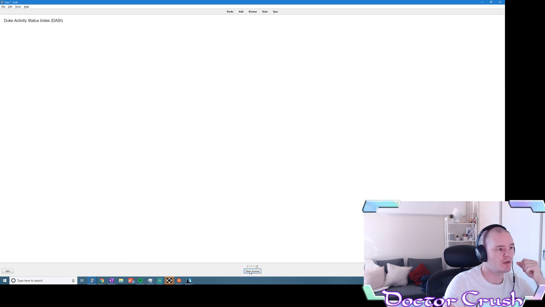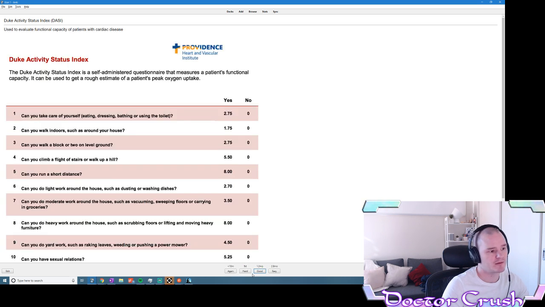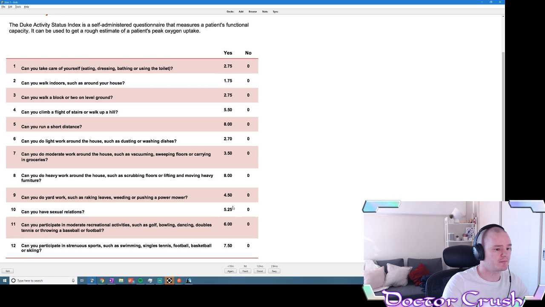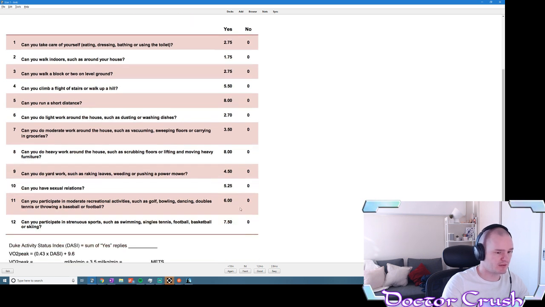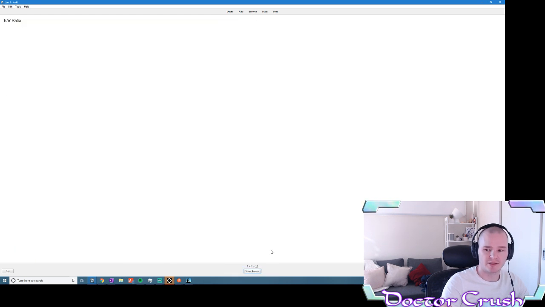I get it. Duke Activity Status Index. So this is like looking at someone's function, how functional they are, with relation to cardiac disease. A rough estimate of someone. Stairs. And you'll have sexual relations. This is part of every assessment I ask a person. I go, can you do heavy work around the house, such as scrubbing floors? Can you do yard work like raking leaves? Do you have sexual relations? They look at me and they're like, doctor, why did you ask me that? I go, I'm curious.